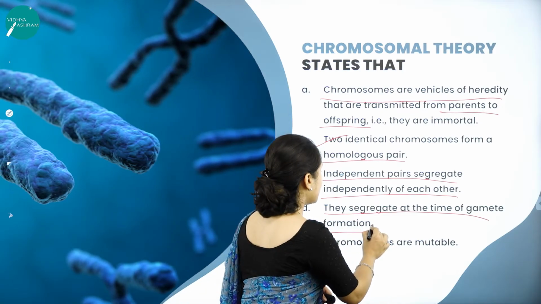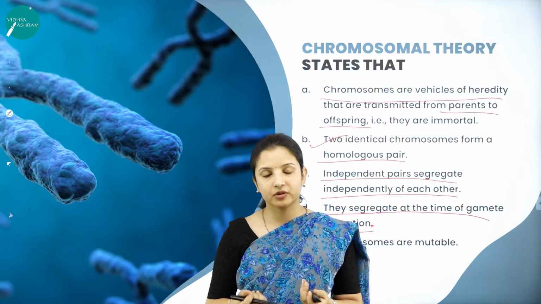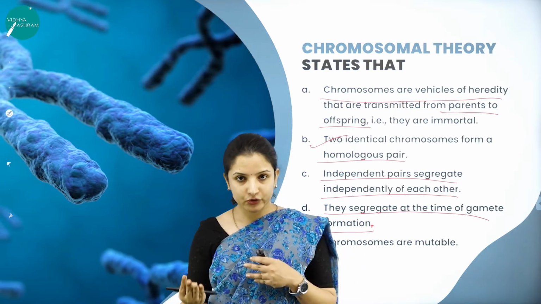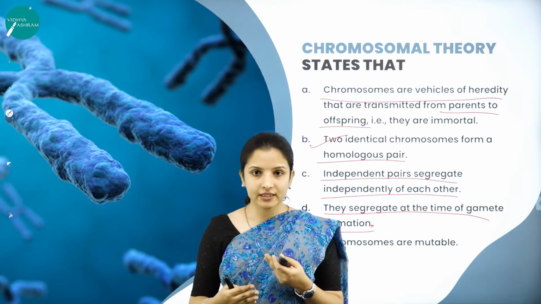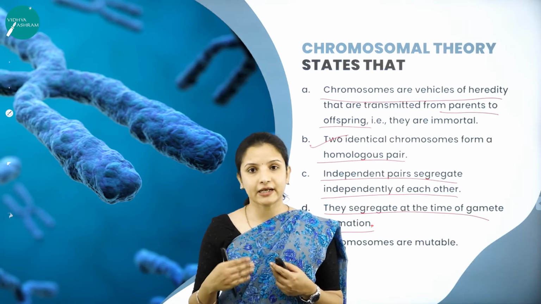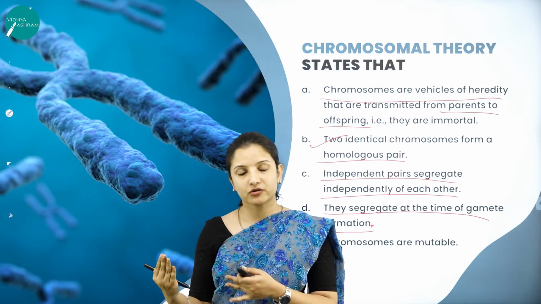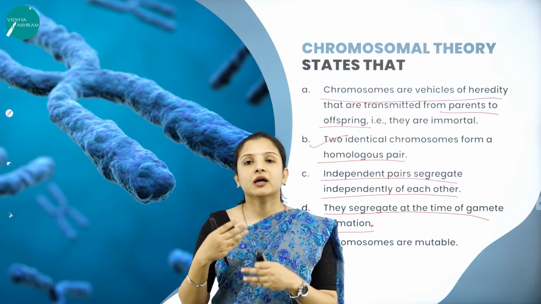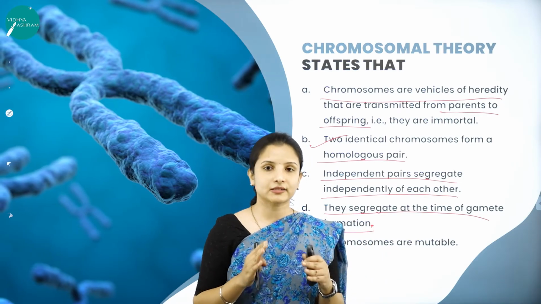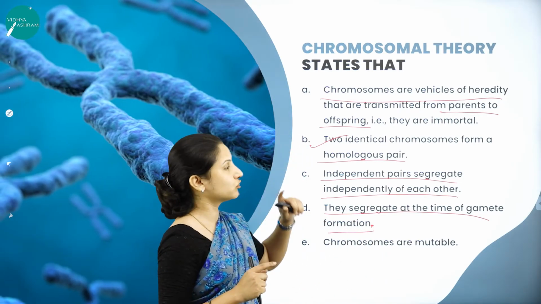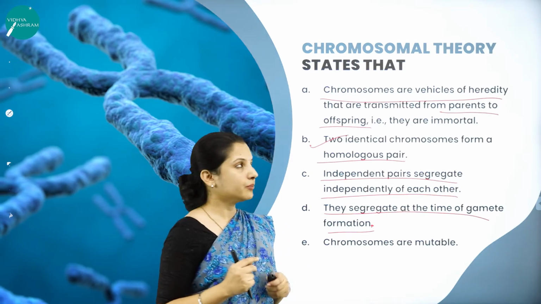And chromosomes are mutable, maybe because of exposure to radiation, because of certain environmental factors and all. The genes that are present in the chromosomes tend to mutate. So when they mutate, the same thing will be carried to the progeny, or the progeny may have a different set of traits which is not there in the parent. So that is one of the factors of the chromosomal theory. That is, chromosomes are mutable. They are able to mutate.